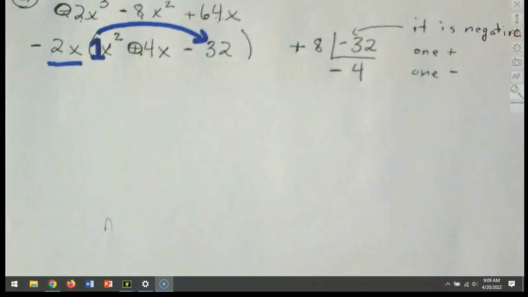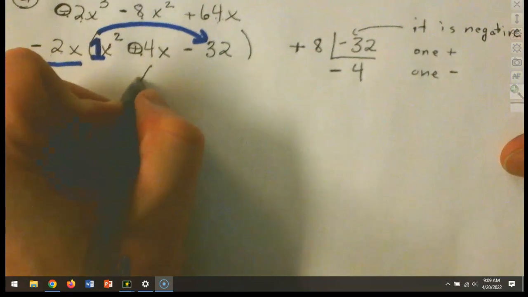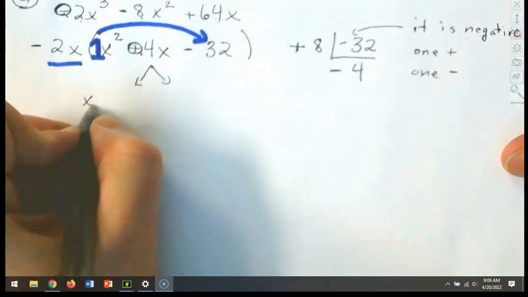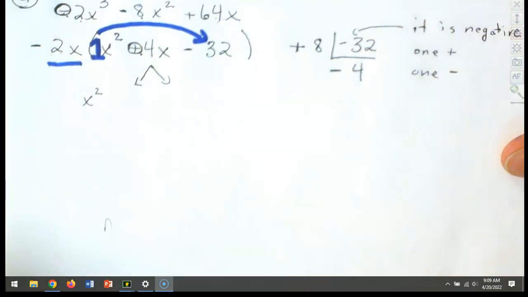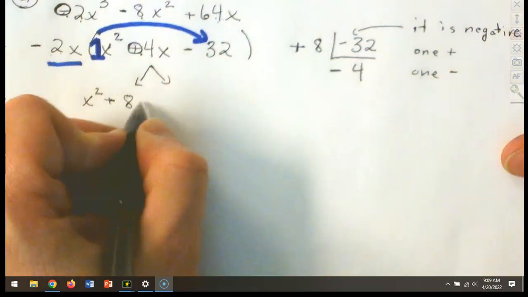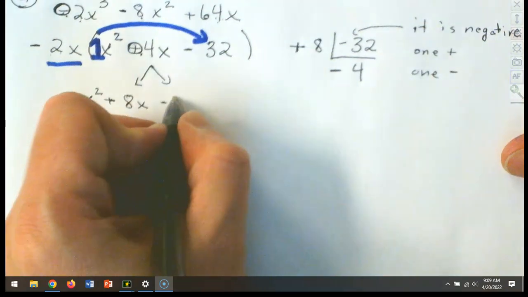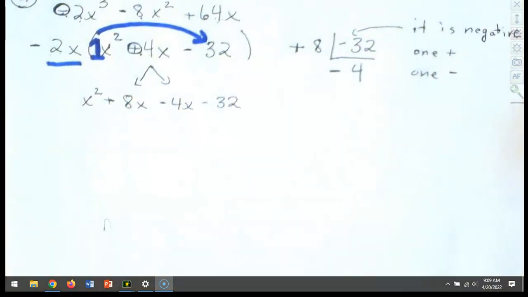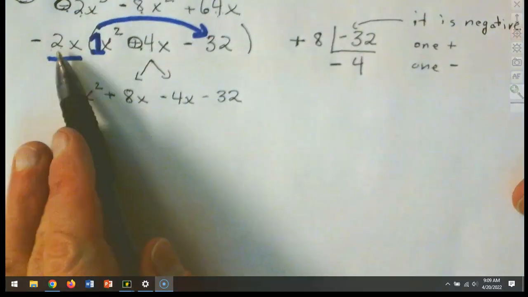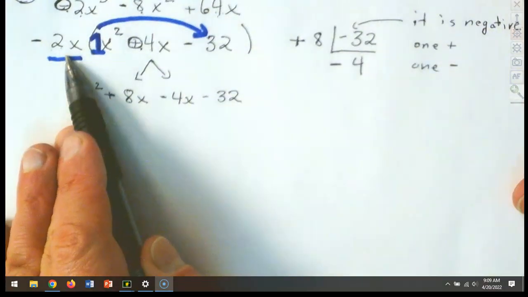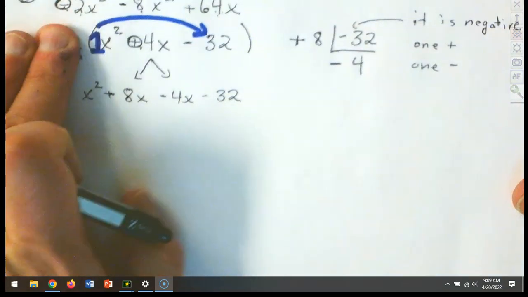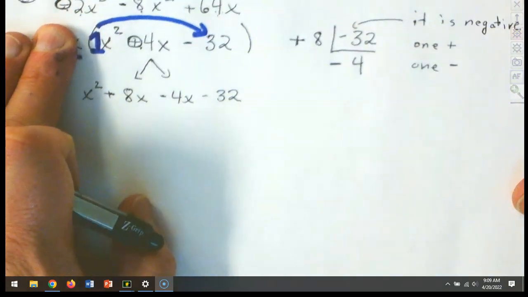Now we take that 4x and we split it up. And we rewrite that as x squared, and we have an 8x, and then we have a minus 4x, and then a minus 32. Don't even worry about that minus 2x out front. That's just going to drop down at the end. Okay, so it's gone. Don't even worry about it. You can pretend like it's not even there until the very, very end.